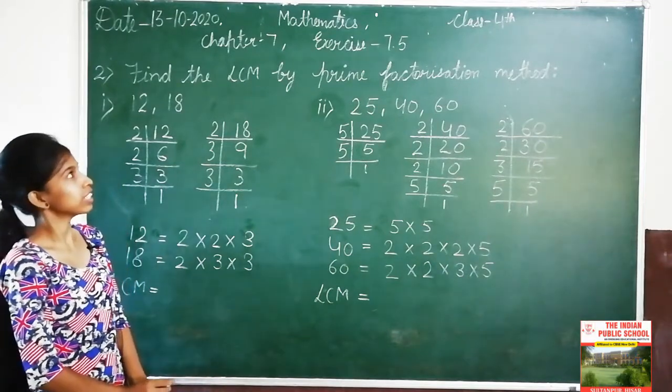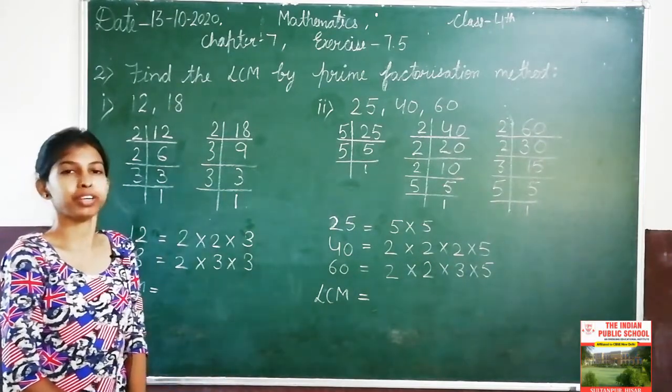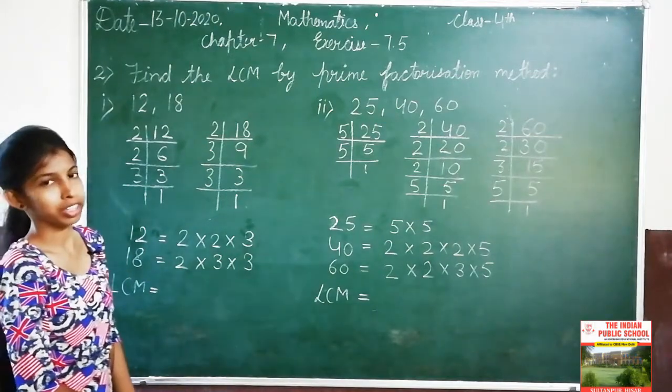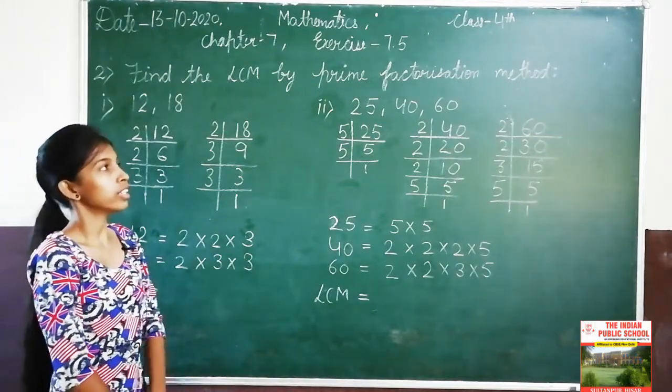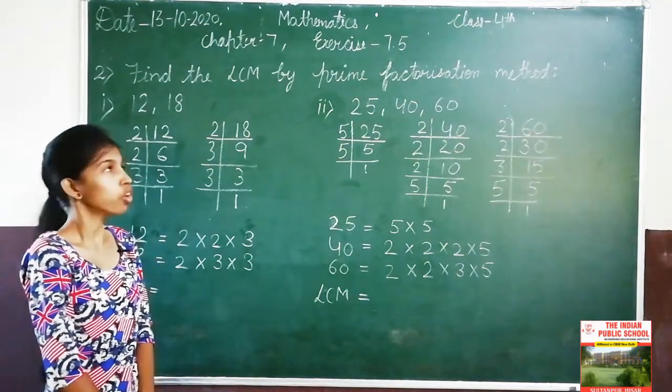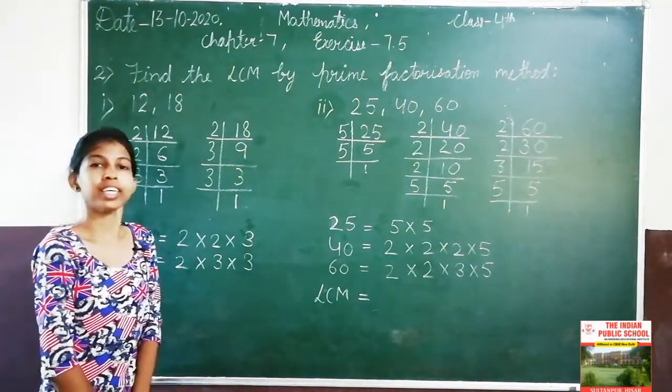Today we will discuss chapter 7, exercise 7.5. Find the LCM by prime factorization method. You have done the prime factorization method for finding HCF also. Today we will discuss it for finding LCM.